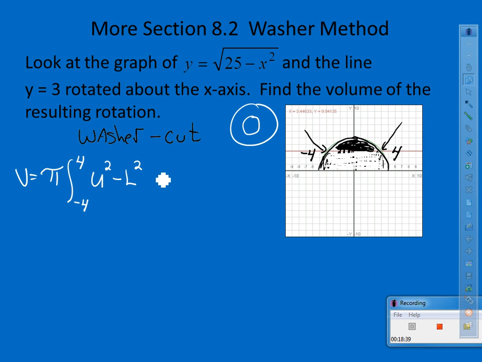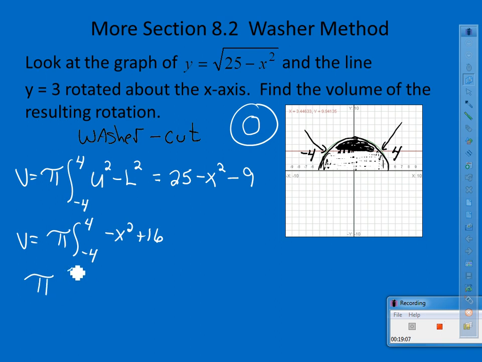So it's going to look like this. My upper bound squared is going to be that 25 minus x squared square rooted. Well, once I square that, I get 25 minus x squared minus my lower bound squared, 9. So here's what I got now. I've got pi times the antiderivative from negative 4 to 4 of negative x squared plus 16. Now I'm off to the races.